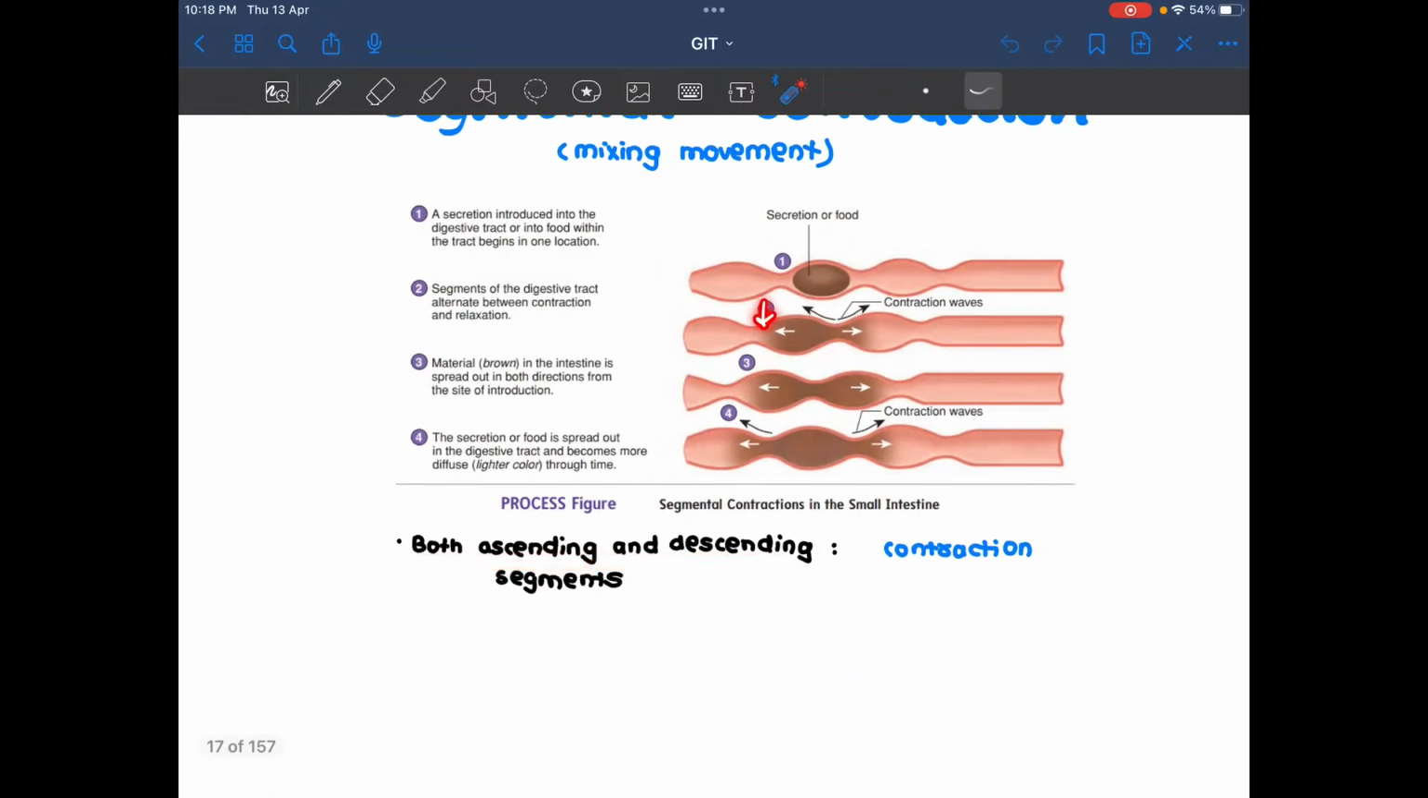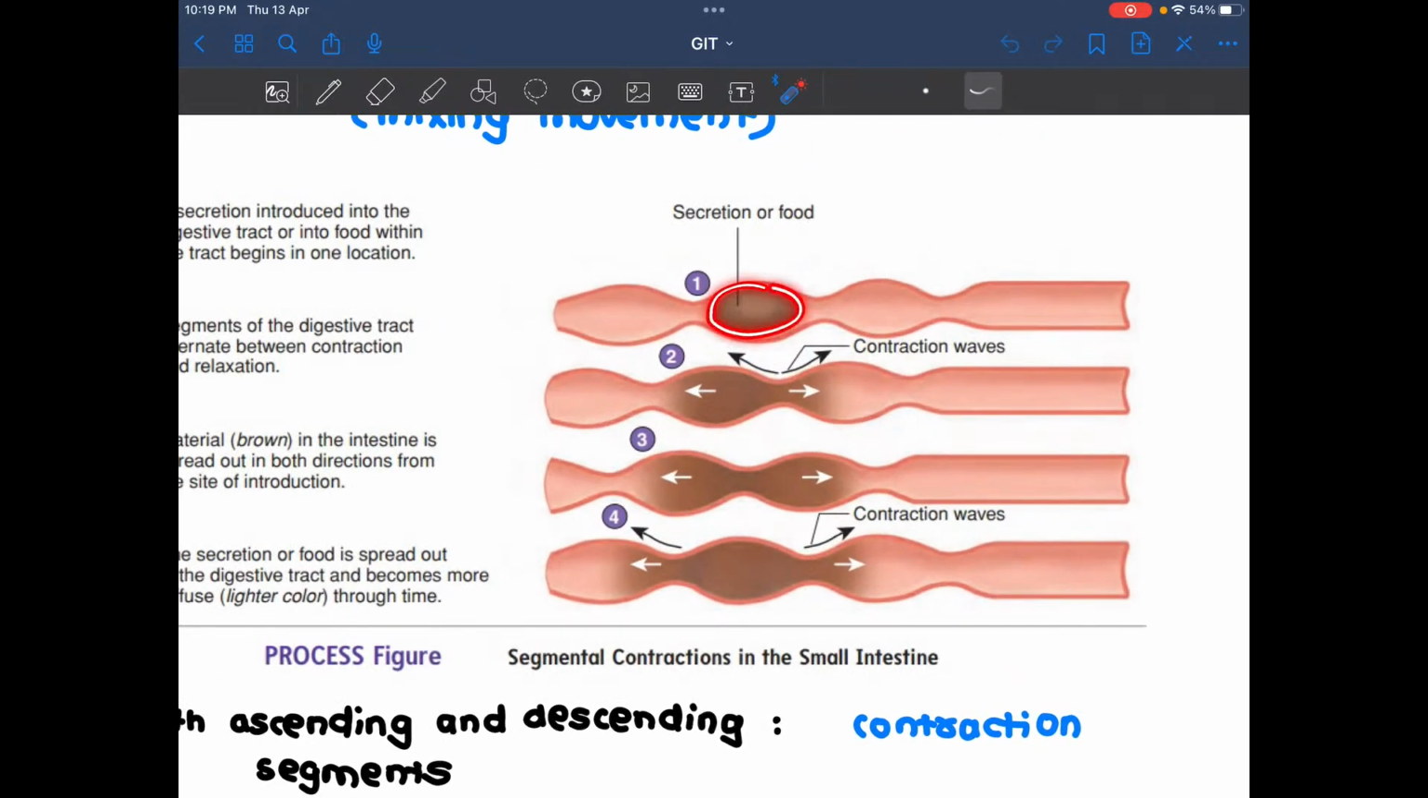Basically both the ascending as well as the descending portion of the bolus, where they are going to contract, and ultimately the bolus where it is is also going to contract. So what is happening is this bolus, which was like this, is now going to be spread apart. It's going to be broken down. So how is that going to help?